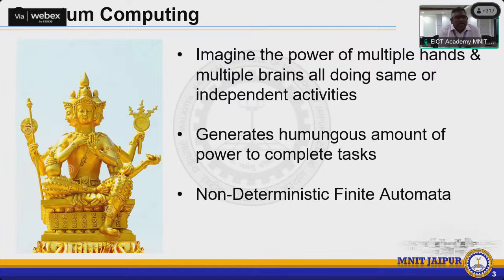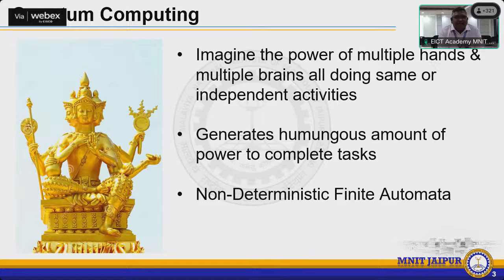So if you have something like this, you can do a lot of jobs because there's a humongous amount of power. This actually brings us to the idea of non-deterministic finite automata, which talks about how I am at the same place and I see a particular symbol and I can go to multiple states.